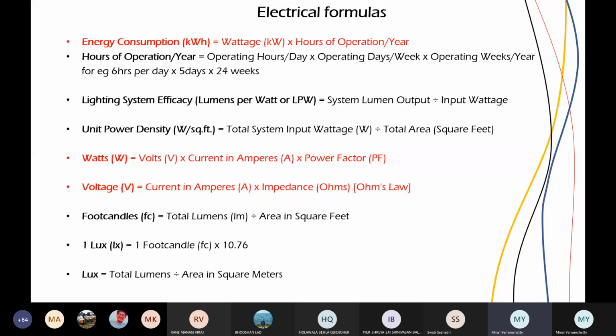Yeah, so this is how you will do energy consumption. Lighting system efficacy is lumens per watt or LPW. When I say lighting system, it means I'm getting more light. Lumens is light, right? So I get more light. So I have to see that if I have 100 square feet, now if I use a bulb, I will get say 5 lumens. If I use a tube light, I will get say 10 lumens. If I use LED, I'll get say around 7 lumens. Okay, so 5, 7, 10.